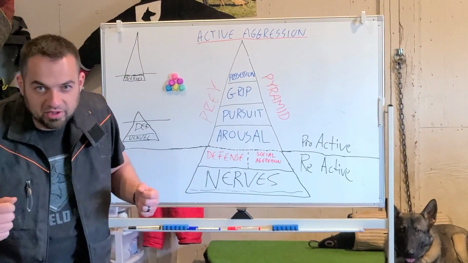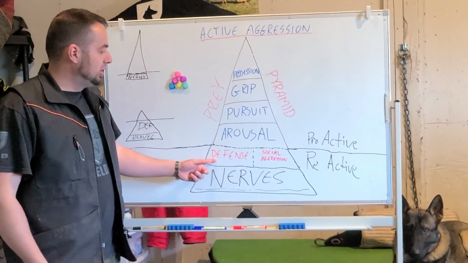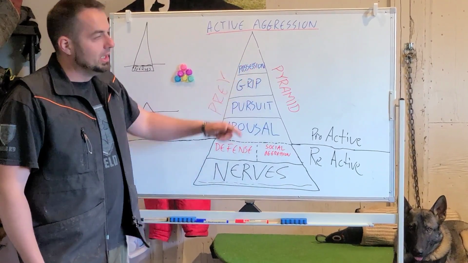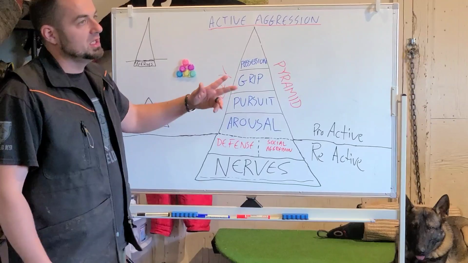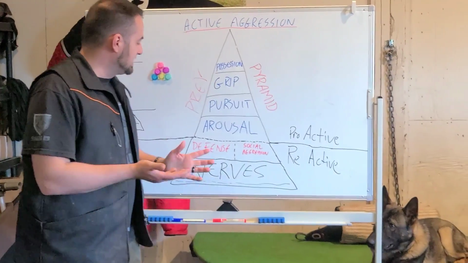Or somebody comes out covered in a tarp or something like this, and then the dog needs to go through the whole pyramid to get to the active aggression stage, and maybe there's a grip and maybe there's not. But this kind of gives you an idea.